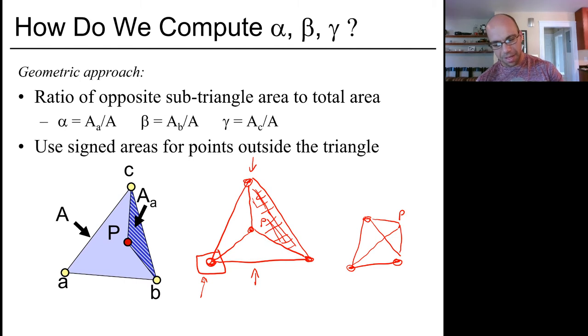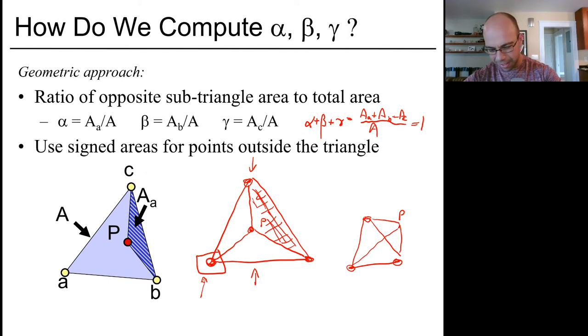Notice that it's actually quite easy to show that at the very least they sum up to one, right? Because in this setup, alpha plus beta plus gamma is equal to the area of the three subtriangles, AA plus AB plus AC, divided by the area of the entire triangle. But the entire triangle is built up out of those three triangles. So, of course, that ratio is one. Okay, so anyway, this is just a fun way to get a little bit of intuition.